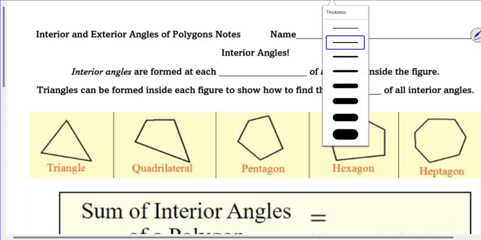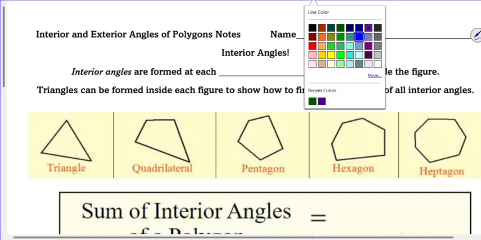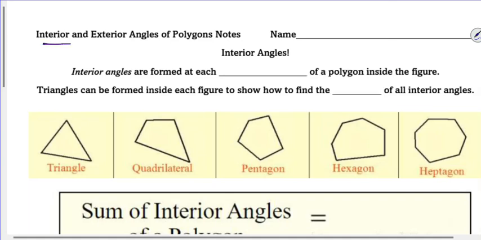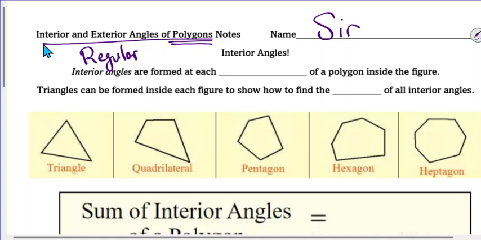Here we're going to learn about the interior and exterior angles of polygons. Interior means they're on the inside, exterior means they're on the outside, and a polygon is just any closed shape with straight sides. If I say it's a regular polygon, that means all the sides are the same length, all the angles are the same measure.